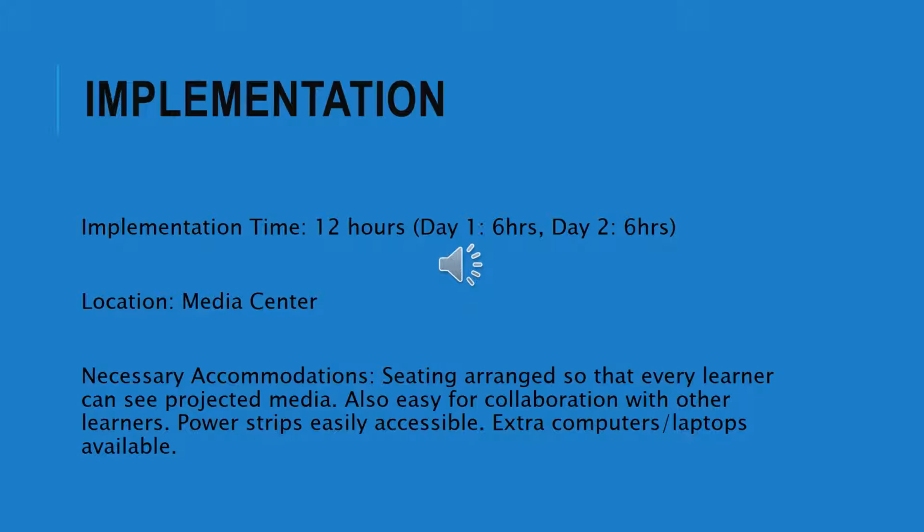The necessary accommodations for implementation of this training are that the seating arrangements need to be such that every learner can see the projected media, and they also need to be arranged in a way that collaboration can occur easily between the participants. Power strips need to be easily accessible so that if people have charging issues, they can charge their computers really easily. And also extra computers and laptops need to be made available in case somebody forgets theirs or has a problem with theirs. You don't want to have somebody not being able to participate because they didn't have the necessary equipment that they needed.